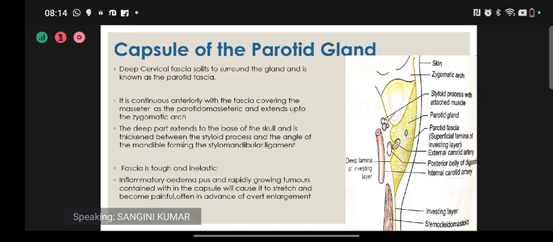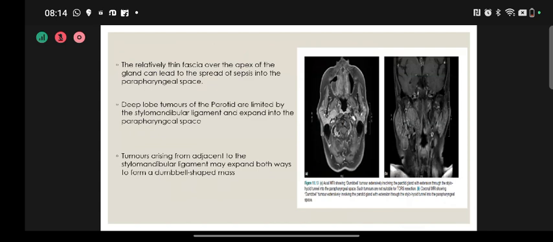The fascia is tough and elastic, therefore any swelling in the parotid region is very painful because it is an inelastic fascia. It cannot be stretched beyond a point, and that's why these swellings are very painful. Now, another important aspect of the parotid fascia is that the relatively thin part of the fascia over the apex of the gland can lead to spread of sepsis into the parapharyngeal space from the parotid space.